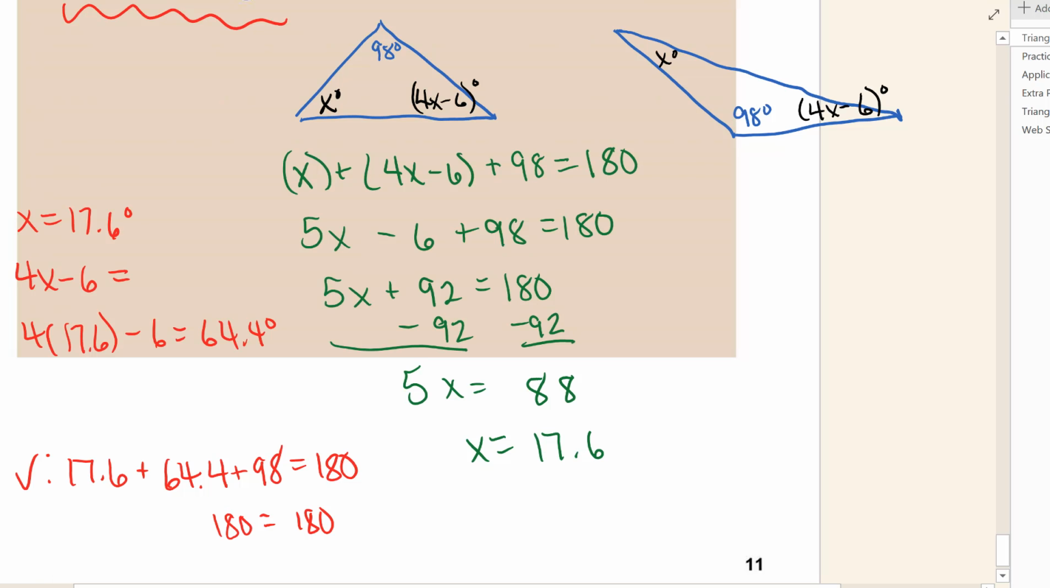So I end up with 17.6 for x, which means that x is 17.6 degrees in my diagram. And then I plug in 17.6 into x for my expression 4x minus 6, and I end up with 64.4 degrees. And so that's how much my other angle is going to be, 64.4 degrees. And now to ensure that I have the right answers, I do my check step, and when I add up those three angles, I do indeed get 180.